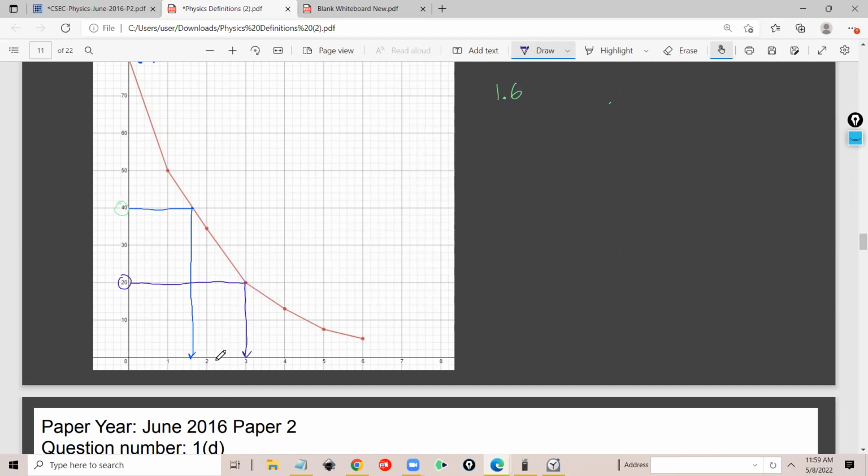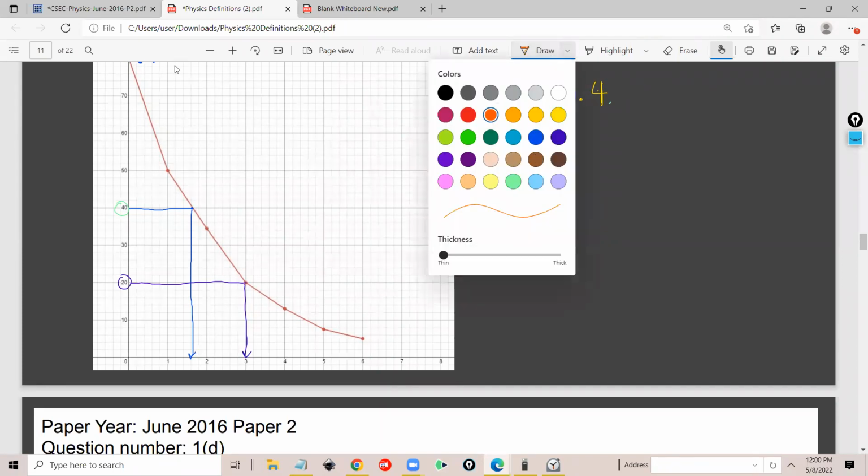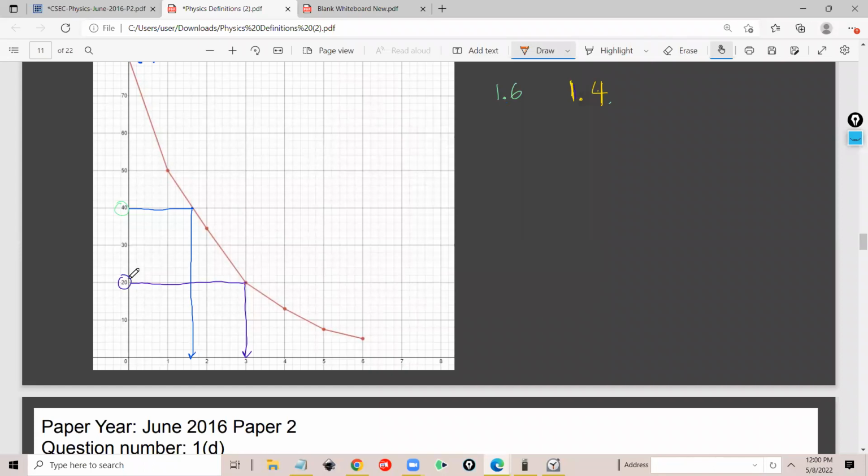But what's the time difference? The time taken for the next half-life is from 1.6 to 3. So we have to subtract those 2 values. 3 minus 1.6 is 1.4 hours. So the next half-life took 1.4 hours, not 3. I know some people might have said 3 by mistake, but it's the time difference between the two. I think we could get another half-life. So let's get another half-life. We are at 20. Well, half of 20 is what? 10.